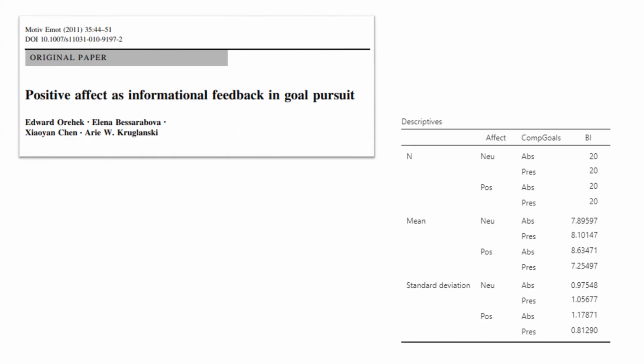And we can see that in this table here. So affect took on two levels, either neutral or positive, and competing goals took on two levels, either absent or present. So here I have the table of the means, the sample sizes, means, and standard deviations of each of these four cells. When you fully cross affect and competing goals, each with two levels, you get four different cells. So we have neutral absent, neutral present, positive absent, positive present. Let's go to Jamovi and look at how to create this table.